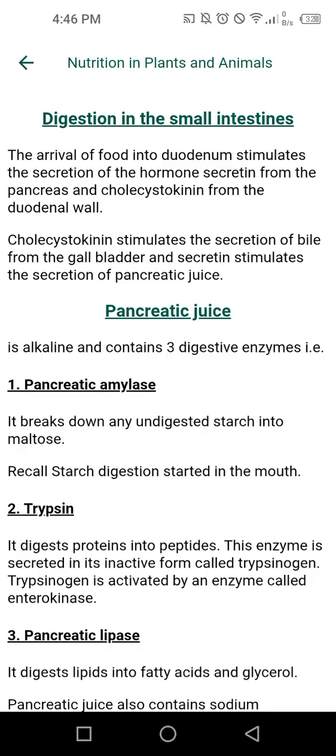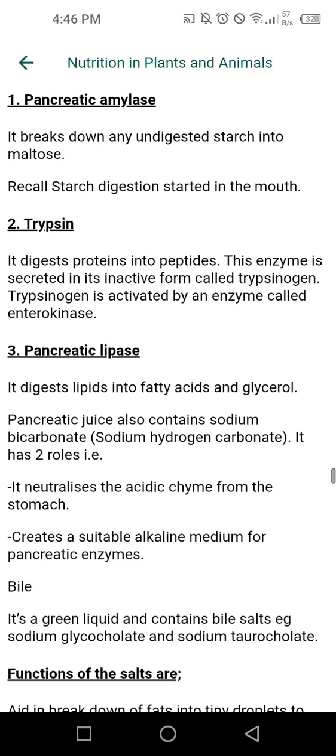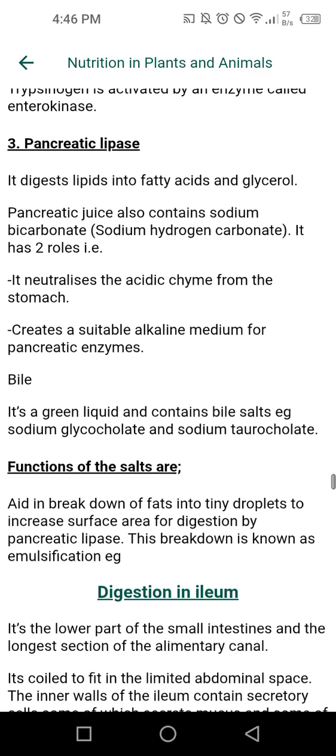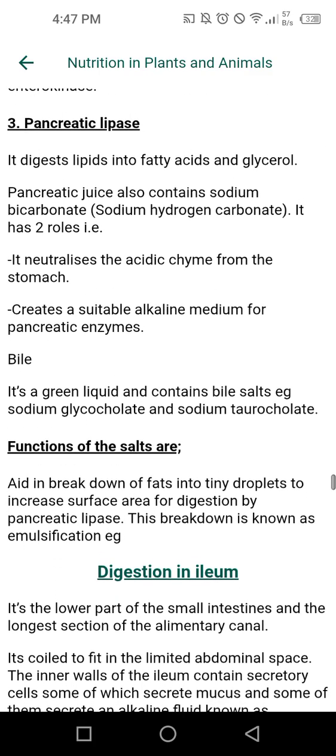1. Pancreatic amylase. It breaks down any undigested starch into maltose. Recall starch digestion started in the mouth. 2. Trypsin. It digests proteins into peptides. This enzyme is secreted in its inactive form called trypsinogen. Trypsinogen is activated by an enzyme called enterokinase. 3. Pancreatic lipase. It digests lipids into fatty acids and glycerol.